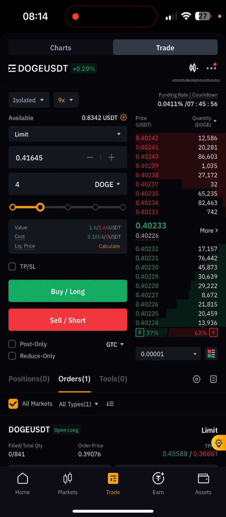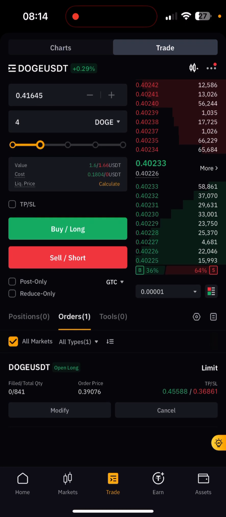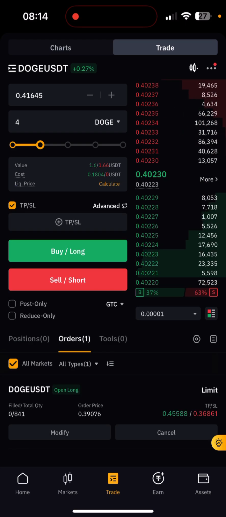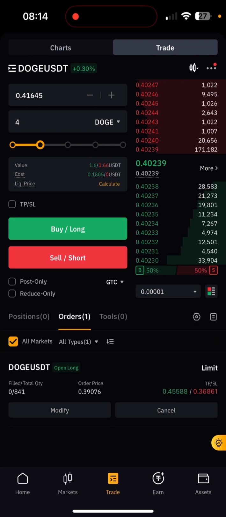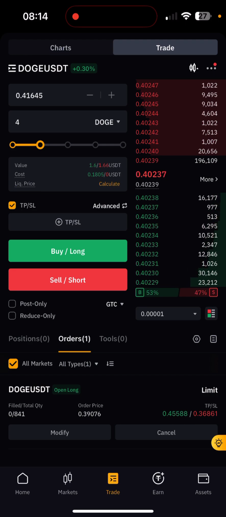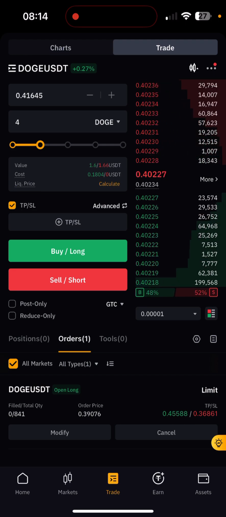Now, after setting the limit, once I want to add my take profit and SL, I don't usually add it instantly on this place, but you can actually put it here if you want. You can see that as I click the box of the TP/SL. Let me untick the box. Then let me tick it back. You can actually place your TP and SL on the spot.